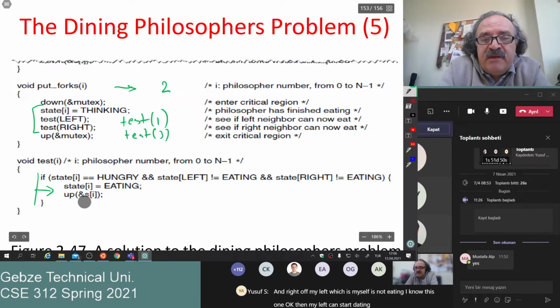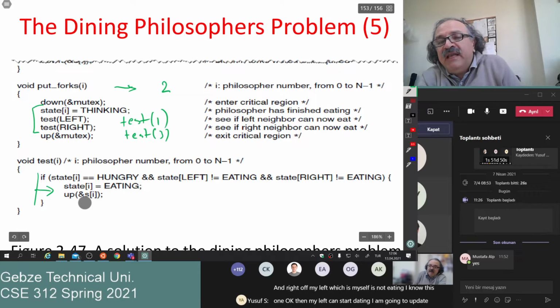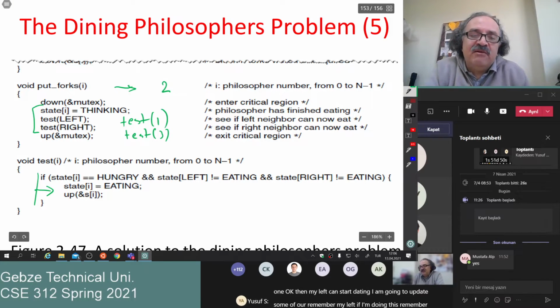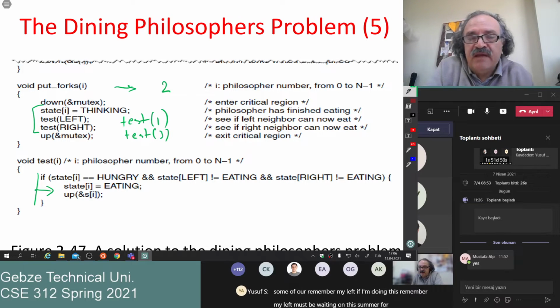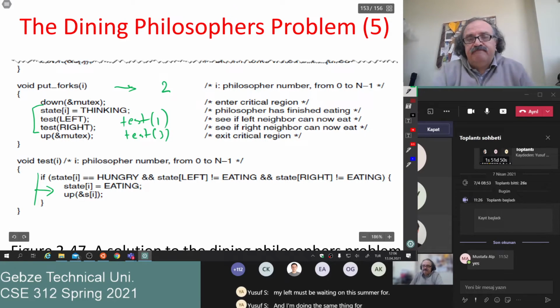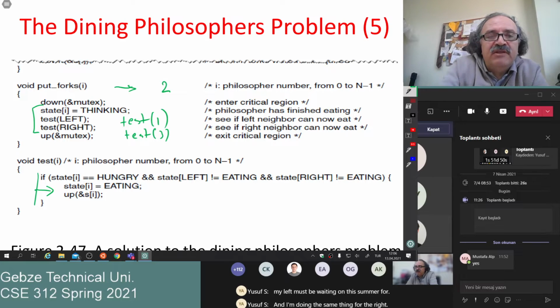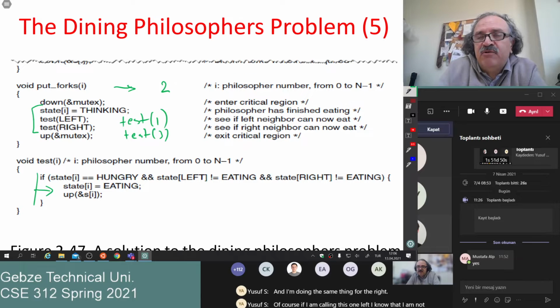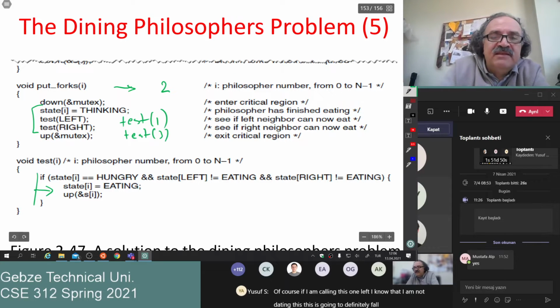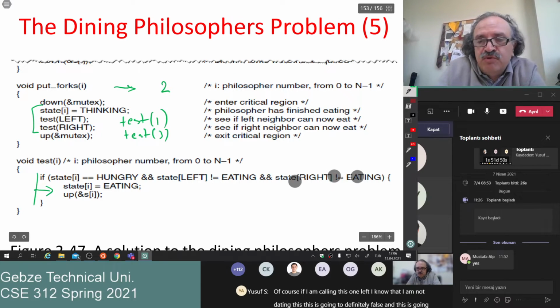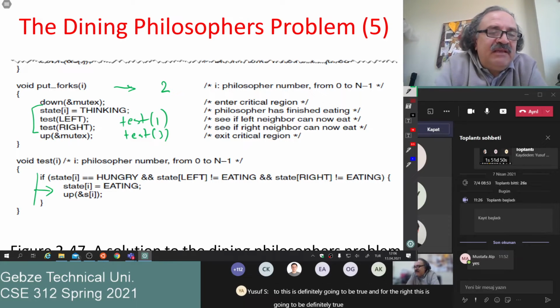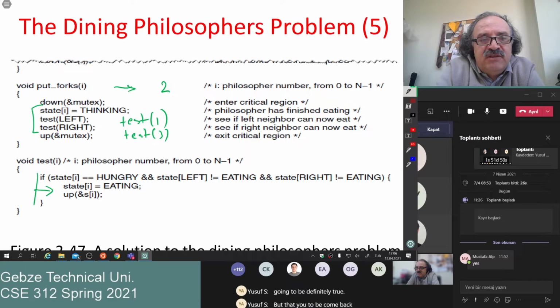I am going to up its semaphore. Remember, if I am doing this, my left must be waiting on the semaphore. And I am doing the same thing for the right. Of course, if I am calling this on left, I know that I am not eating. This is definitely going to be false, and this is definitely going to be true, and for the right, this is definitely going to be true. But to be compact, they are just using the same test function.